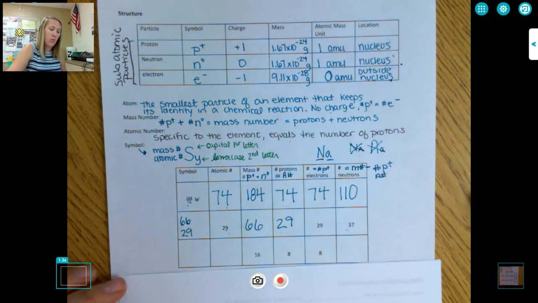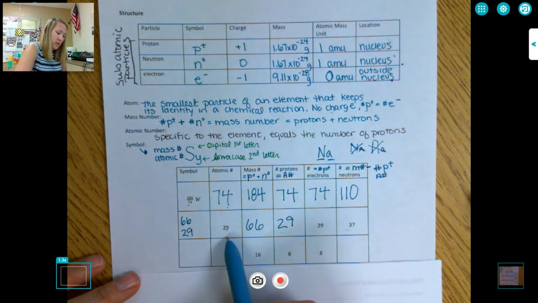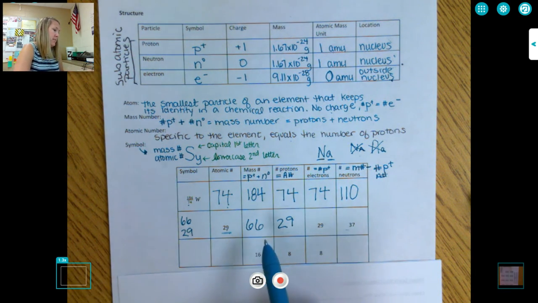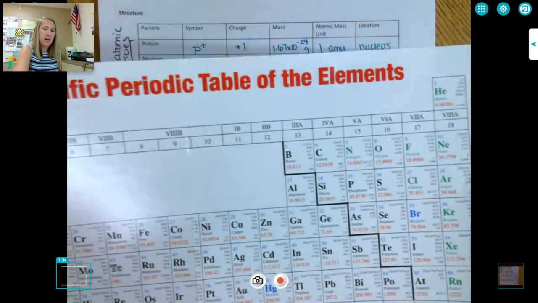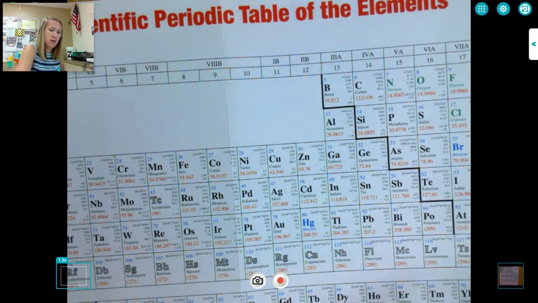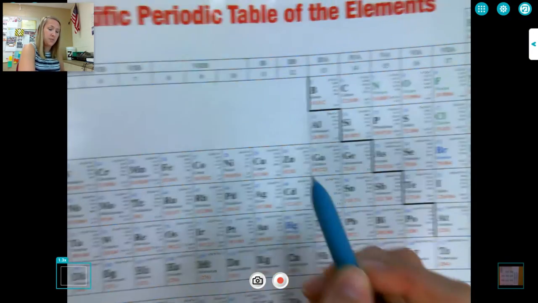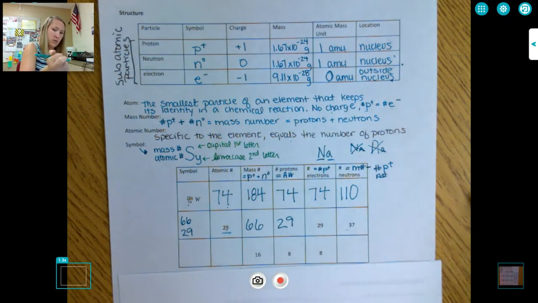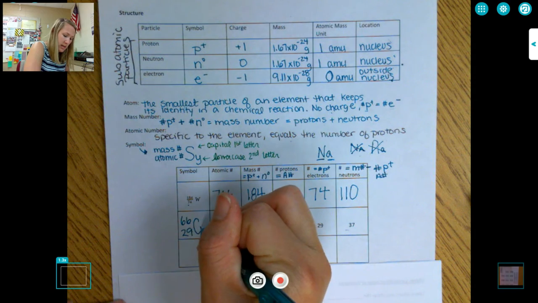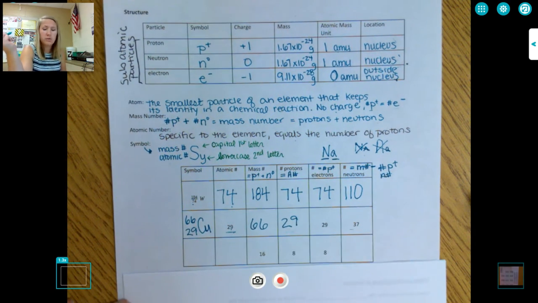Now I need to figure out what element this is. I know that I have number 29, atomic number 29. So I'm going to look on my periodic table for number 29. And number 29 is here. That's copper. So next to 66 over 29, I'm going to write capital C, lowercase u for copper.